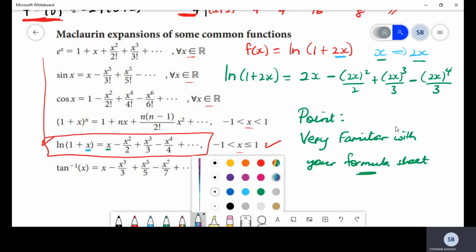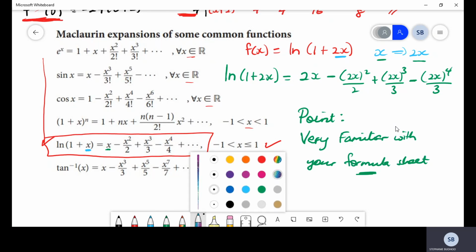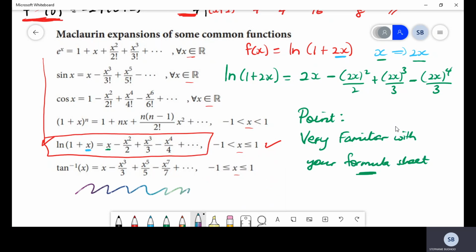So that's the end of this session on Maclaurin's expansion.